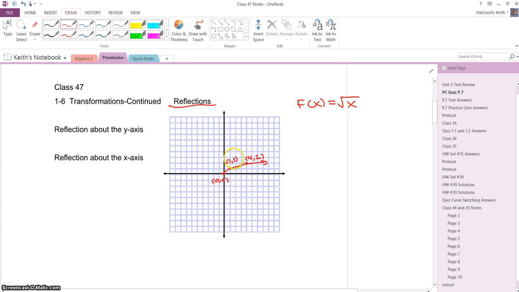A reflection happens if you put a negative sign in one of two places. You could have a negative sign inside the function, inside, where you're taking the opposite of x. If it is inside the function, then it is said to be reflected about the y-axis. So this is where you have the negative on the inside.